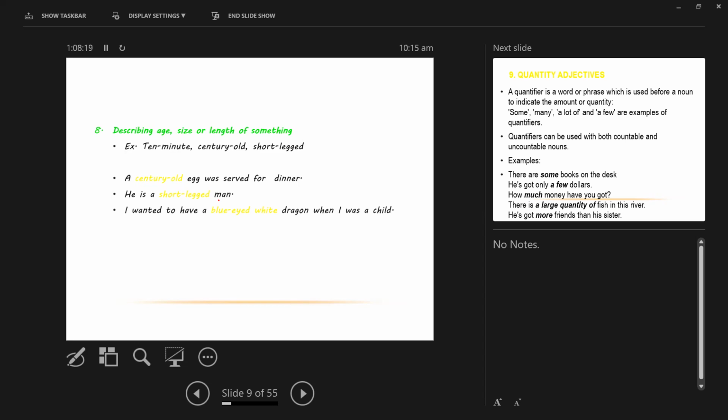It simply means the guy is short. He's not too tall, right? Okay. Pwede naman sabihin short na. But I'm short leg. Parang masyadong harsh. Okay. I wanted to have a blue-eyed white dragon when I was a child. A blue-eyed white dragon. First of all, dragons don't exist. Why would you want a blue-eyed?